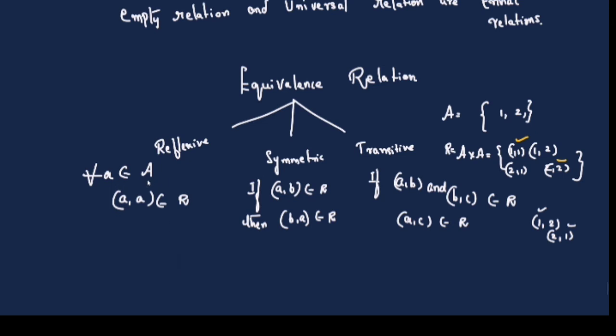A belongs to A should be there in R. Okay, that is called reflexive. If AB belongs to R, the reverse order BA should be there in R. Transitive is if AB and BC, both the things should be there, then the first and the last, AC, should be there in R. That is called transitive.